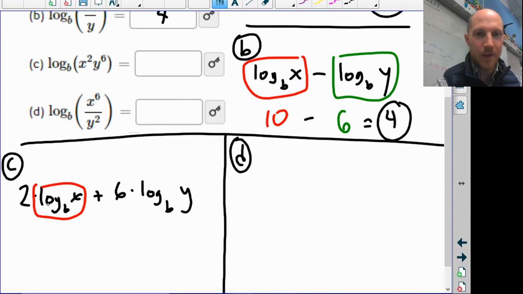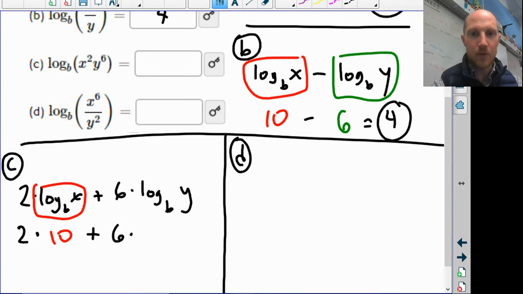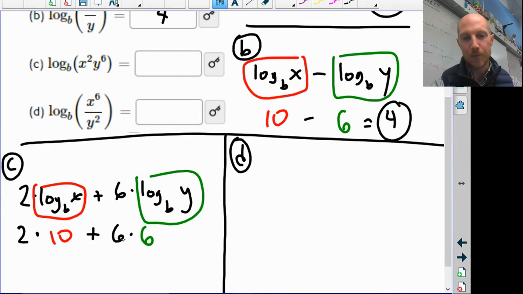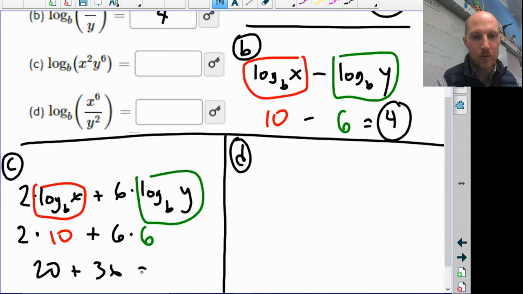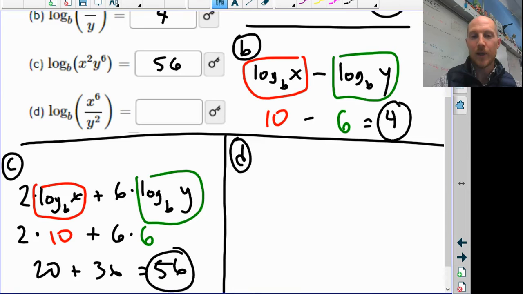All right, well, log base b of x, that's 10, but I have to multiply the 10 times 2 because it says 2 times log base b of x. Then add 6 times log base b of y, that was 6, so I have to multiply the 6 and the 6, then I can add them together. So 2 times 10 is 20, 6 times 6 is 36, 56. Final answer for C right there. All right, not so bad.